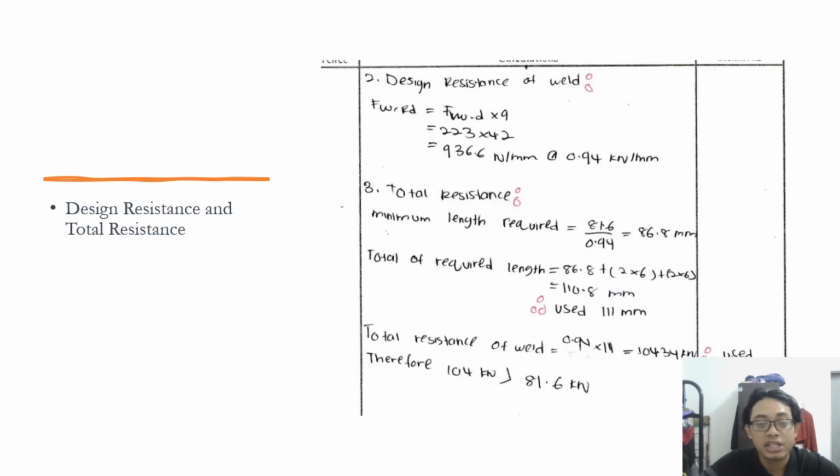For the design resistance, the value that we use is 0.94 kilonewtons per millimeter. For the total resistance, we use 86.8 millimeters. For the total required length, we use 111 millimeters. And the total resistance of the weld is 104.34 kilonewtons. Therefore, 104 kilonewtons is more than 81.6 kilonewtons, so we use 104 kilonewtons.